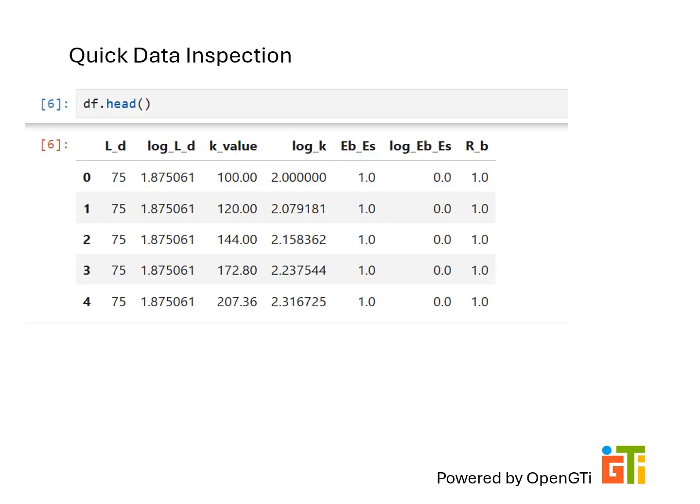To ensure our dataset loaded properly, we call the function df.head to preview the first few rows. This helps us confirm that all required columns are present and that the data looks as we expect.